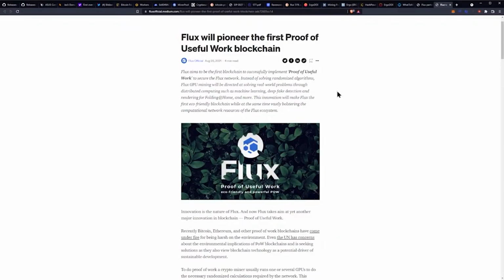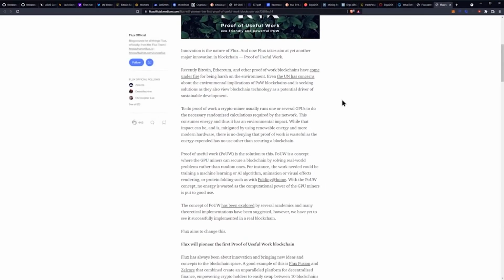This innovation will make Flux the first eco-friendly blockchain, while at the same time vastly bolstering the computational network resources of the Flux ecosystem. Innovation is the nature of Flux, and now Flux takes aim at yet another major innovation in blockchain, proof of useful work. Recently, Bitcoin, Ethereum, and other proof of work blockchains have come under fire for being harsh on the environment. Even the UN has concerns about the environmental implications of proof-of-work blockchains and is seeking solutions, as they also view blockchain technology as a potential driver of sustainable development.